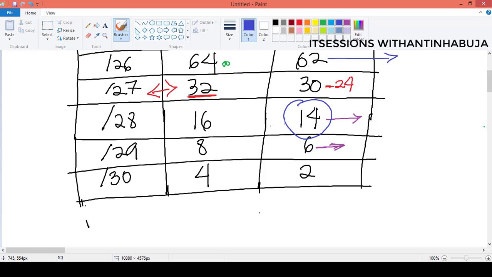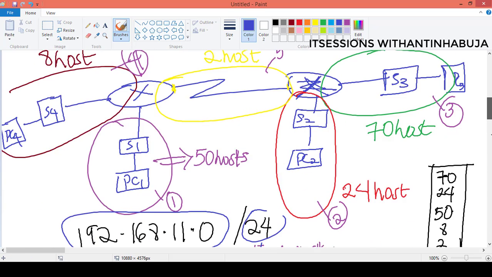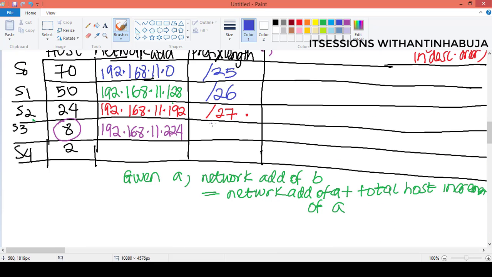So what's the prefix length for 14? Slash 28. Prefix length for 14 usable hosts is /28. So you add your /28.